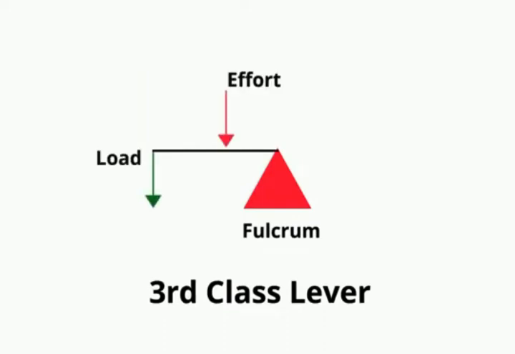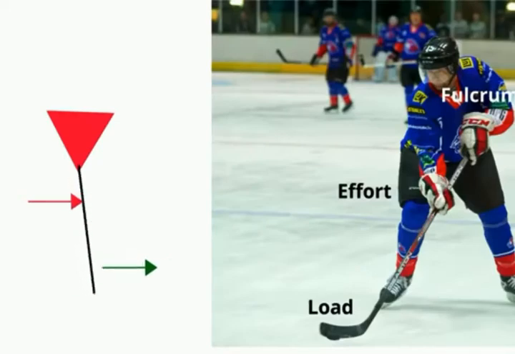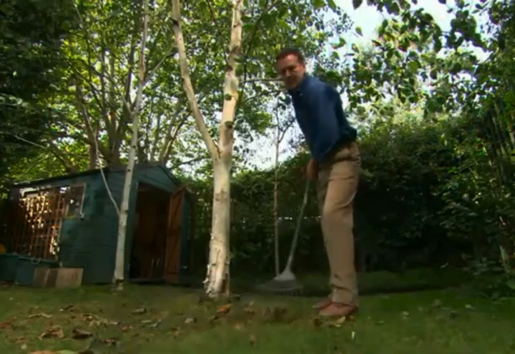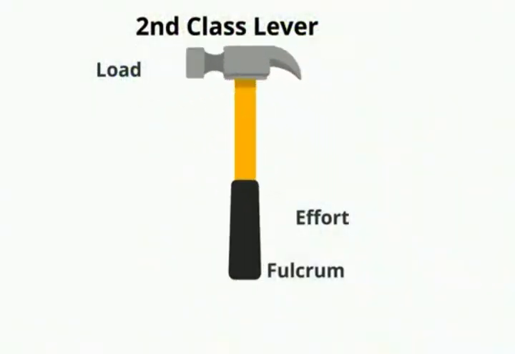A third class lever has the fulcrum on one end, the force in the middle, and the load at the end. For example, with this hockey stick. This rake is a third-class lever, and also a hammer. So there we go, 3 types of levers.